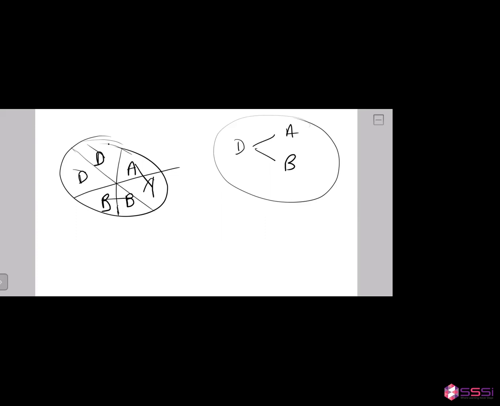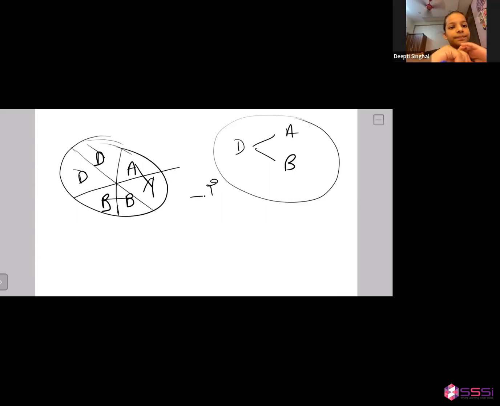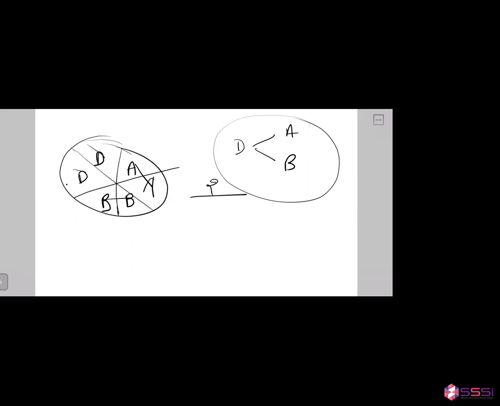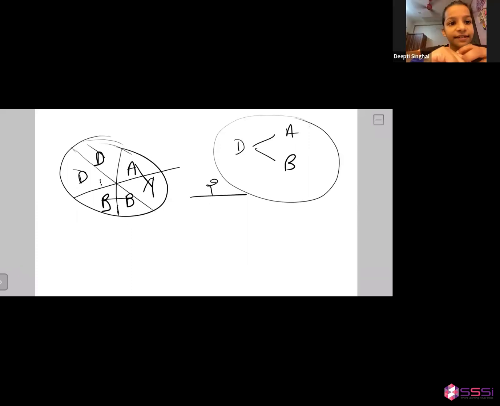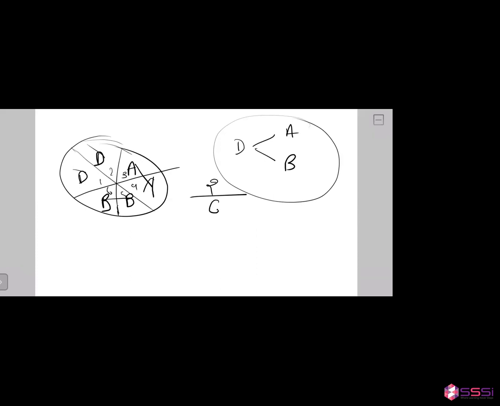How many slices did Divyanshi get? 2 slices. Out of how many slices in total? 6. 1, 2, 3, 4, 5, 6. So 2 by 6 is for Divyanshi. To simplify, we cancel it and write 1 by 3. 2 by 6 is the exact same answer; just to simplify the form, we write 1 by 3.